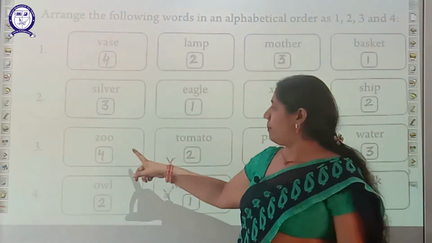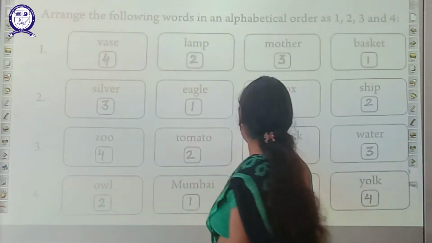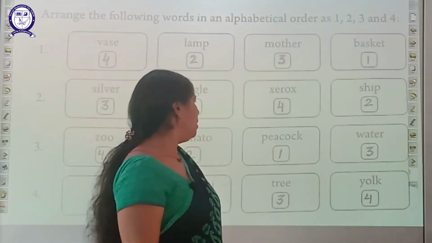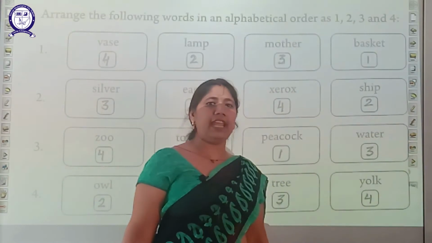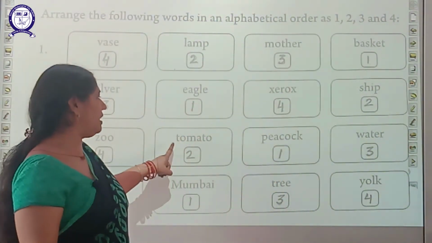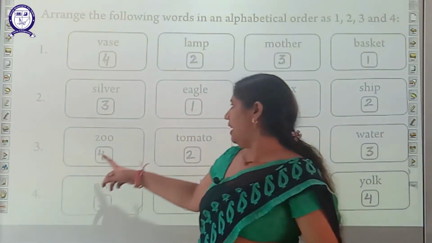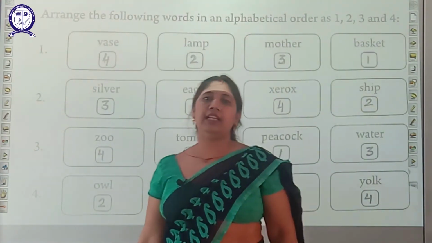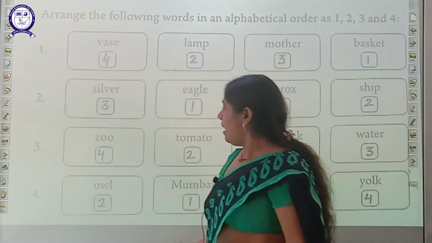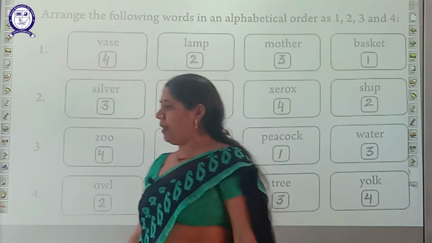Come to the next example. Zoo from Z. Tomato from T. Peacock from P. And water from W. So when we recite A to Z, the first letter is P, peacock, then tomato, T, then third is water, W, and after that the last is Z, because Z is the last letter of the alphabets. Now come to the last example.